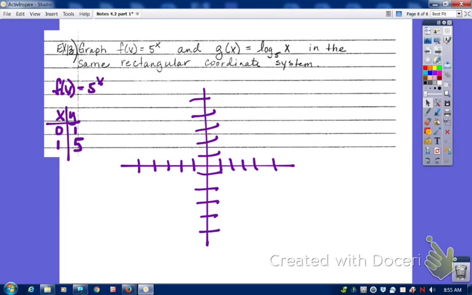Where's the asymptote of f of x equals 5 to the x? At y equals 0. All right, so the first part we totally know how to do. We've already done that. That's why we have to do exponential functions before we do log functions.